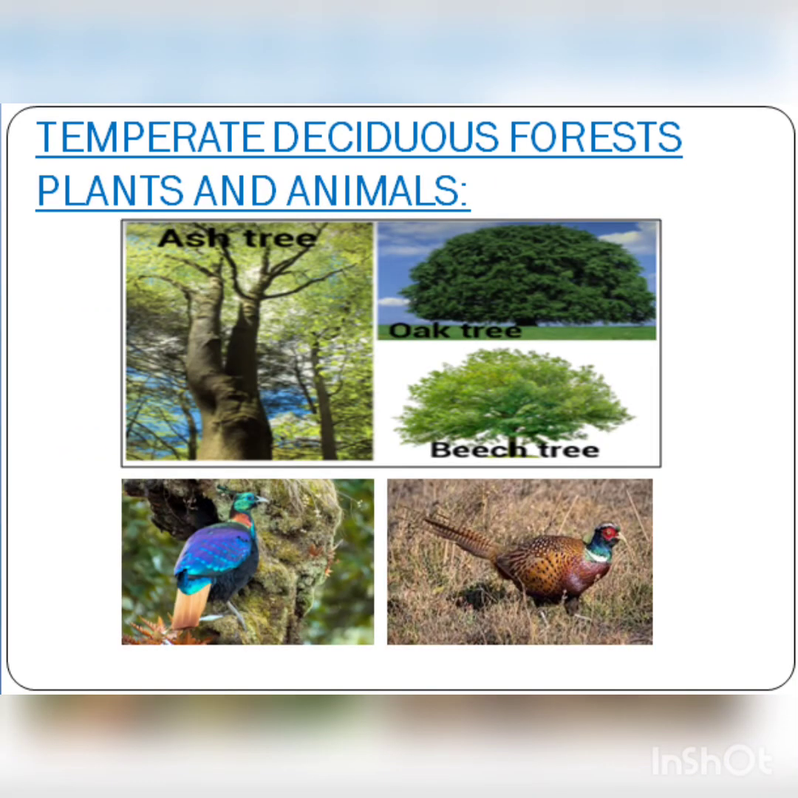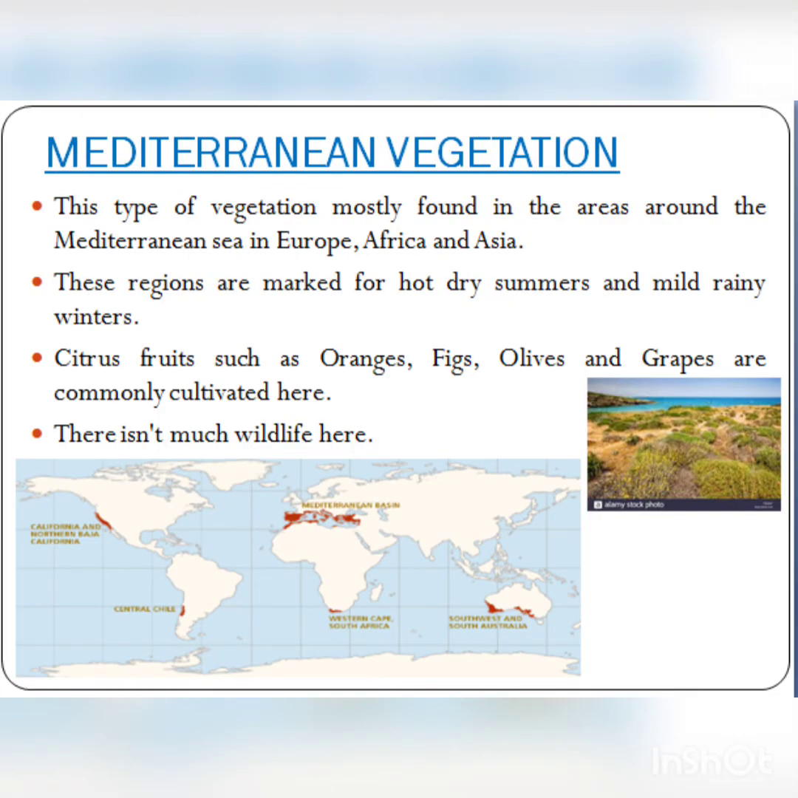In this slide you can see some of the trees. The very important ones are the ash tree, beech tree, and oak tree, and the monals and pigeons are two very important birds found in this jungle.